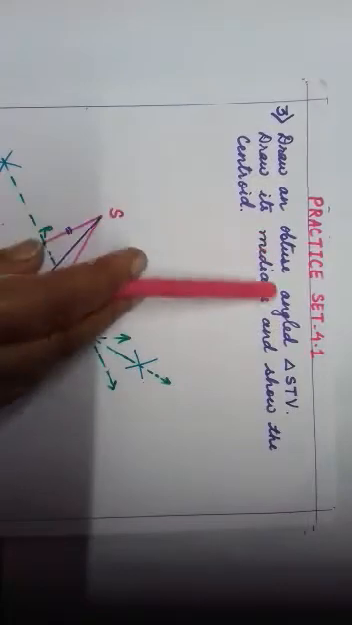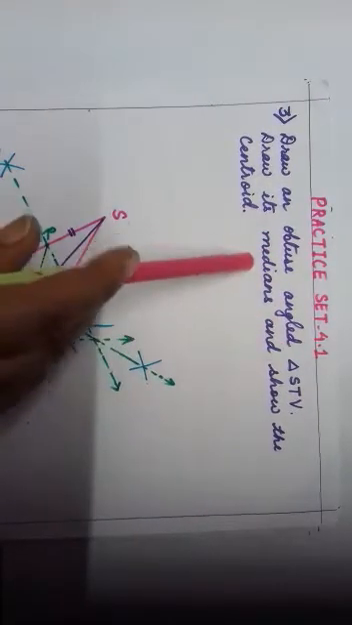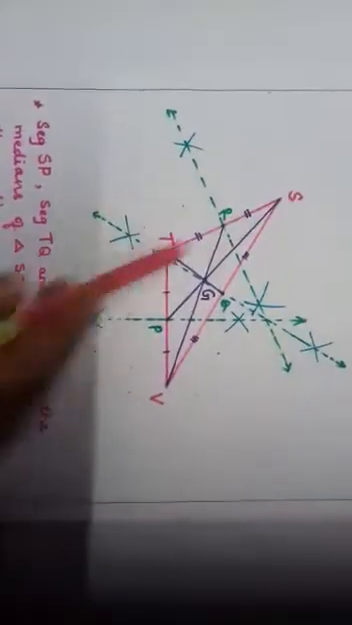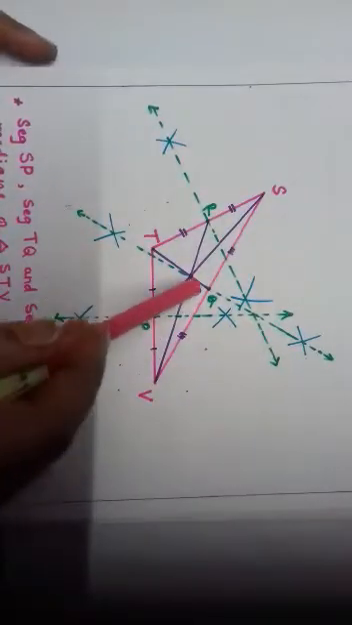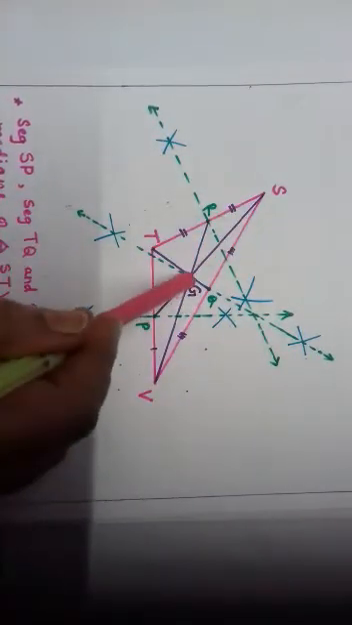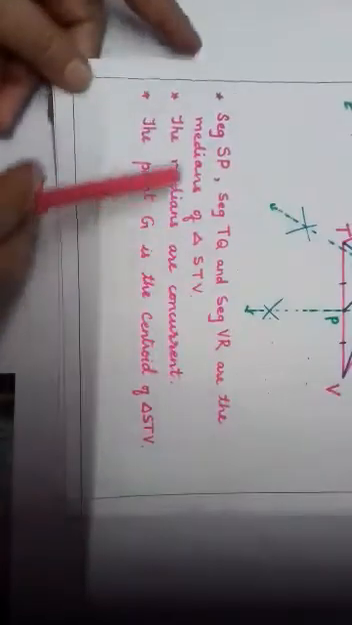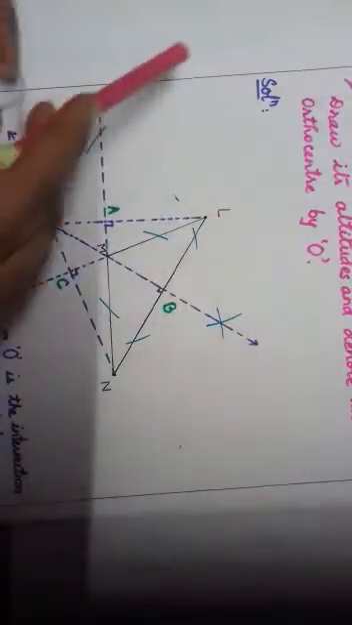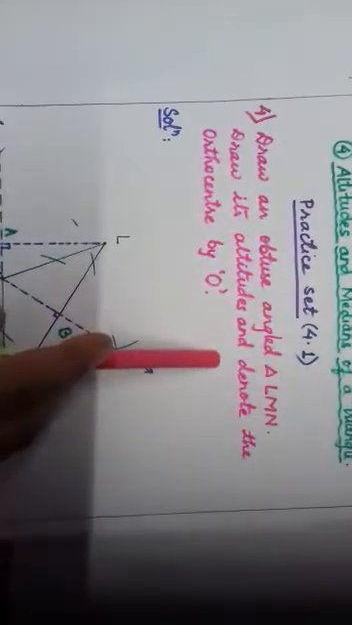Now the third question. In the third question you have drawn an obtuse angle triangle and its median, and you have shown the centroid also. So see, in this type of figure we have shown the medians and the point G as the centroid of the triangle. Such type of answers we have written. Now the third question of practice set 4.1 is over, and in this way question number 4 of practice set 4.1 also we will revise.